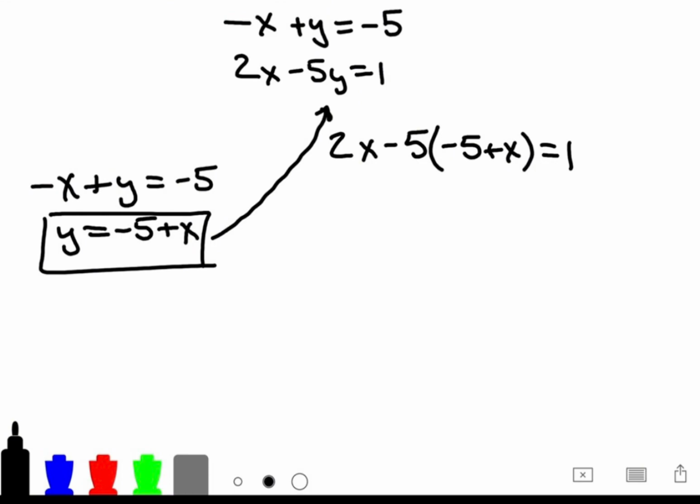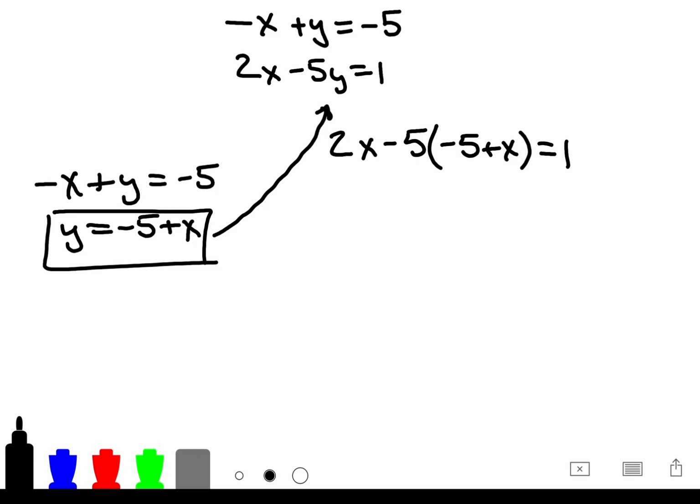Now, why exactly do I do this? Mathematicians do this to make it so much easier to solve for one variable. Everyone knows how to solve for one variable, so take what you know and solve for that, because now we only have to solve for x. So what we're going to do here is FOIL: negative 5 times negative 5 and negative 5 times positive x, which becomes 2x plus 25 minus 5x equals 1. To make it easier on the eyes, and for the math, we have to isolate the variable.